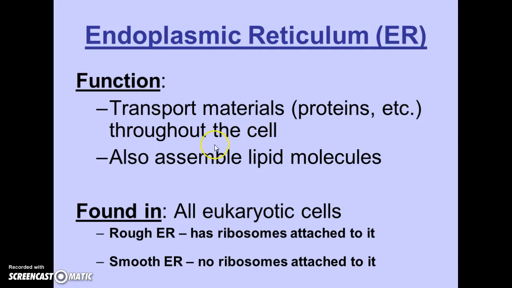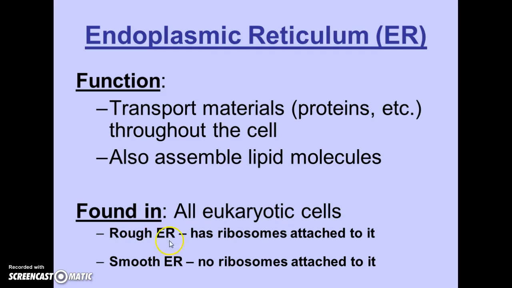The other main function is to assemble lipid molecules. Any lipids that are needed for the cell membrane, phospholipids, for instance, get assembled on the rough or the smooth ER. There's 2 types, rough ER. Now, all eukaryotic cells are going to have ER. The ER sort of attaches to the nucleus and then weaves its way throughout the cell.